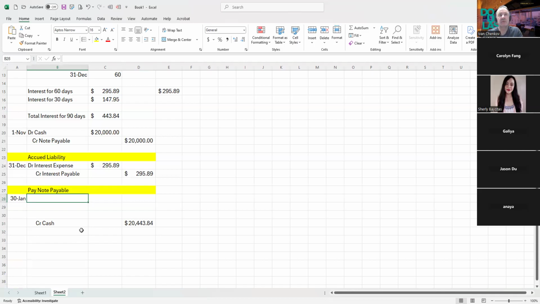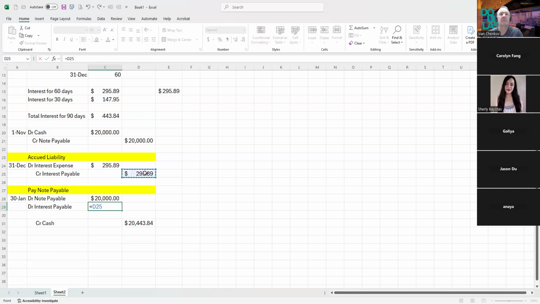Once I pay the cash, do I have the note payable? No. So let's get rid of the note payable. Debit, note payable. How much is my note payable? 20,000. Note payable gone. You don't have to worry about the note payable anymore. What else is gone? Interest payable. Let's get rid of the interest payable, which we created on December 31st. Debit, interest payable, and that will be that amount.